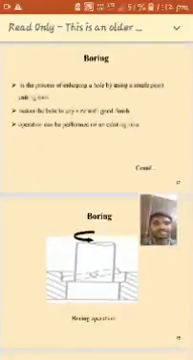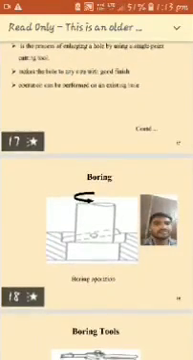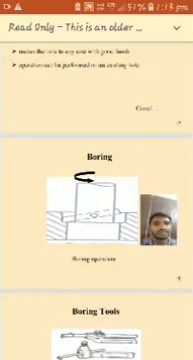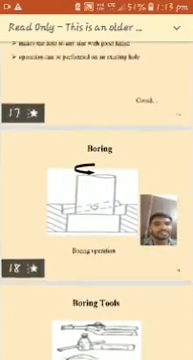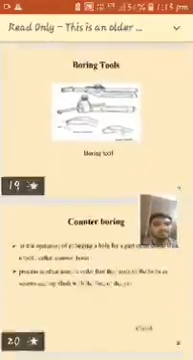And the next operation is the boring operation. It is a process of enlarging the hole by a single point cutting tool. So the boring operation is used to enlarge the hole, to make the hole any size with a good finish. The operation can be performed on an existing hole, using a boring tool.